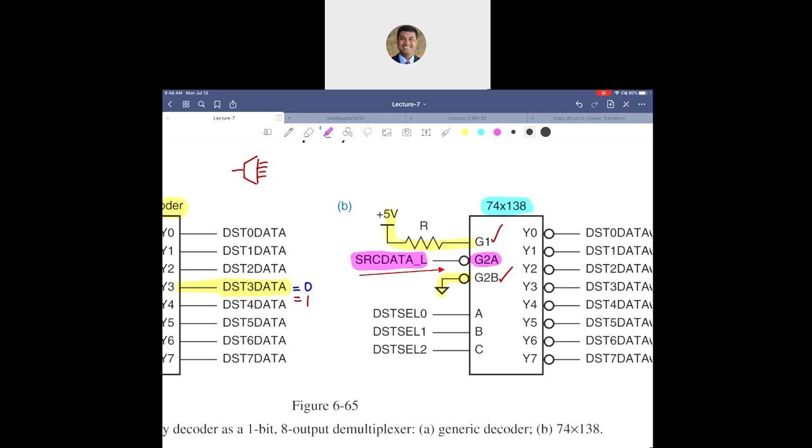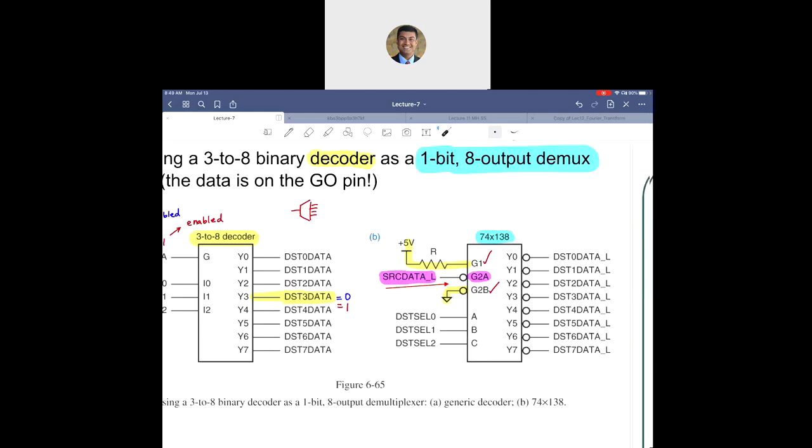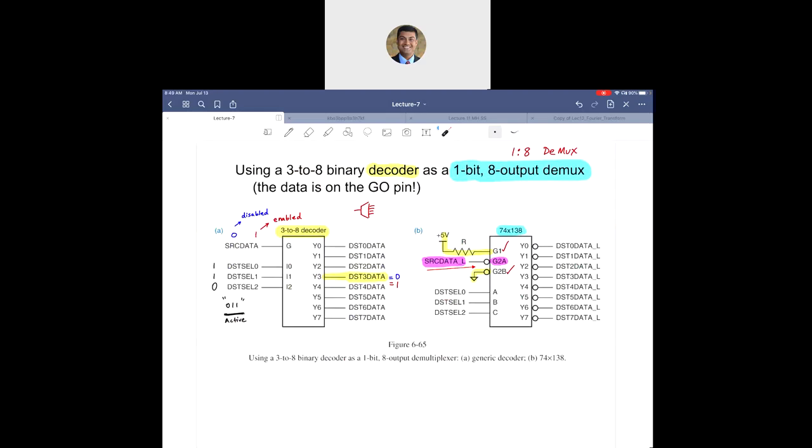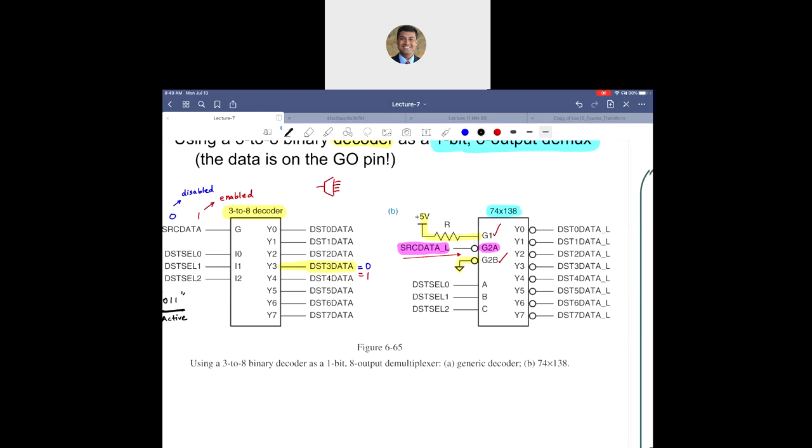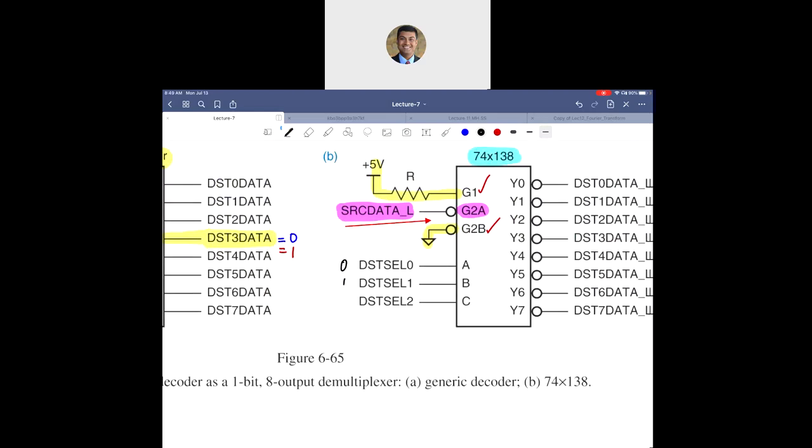What if I have source data in active high format? Well, just switch this around, right? Just use G1 instead of G2A in that case. The destination select is the same as this. So 110, you can pick out anything. Let's say I have 010 now. Let us see what happens.